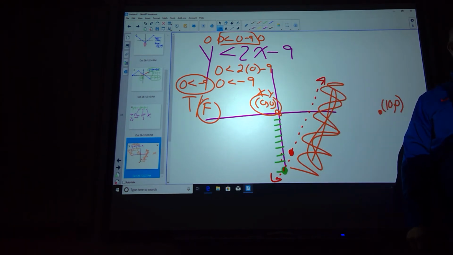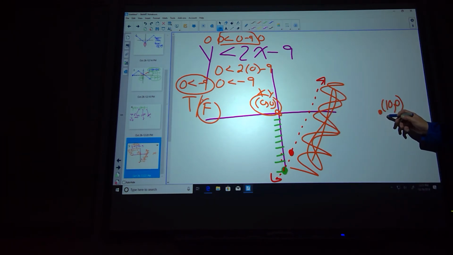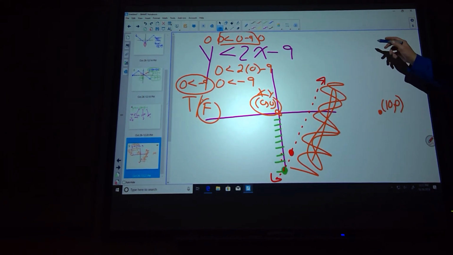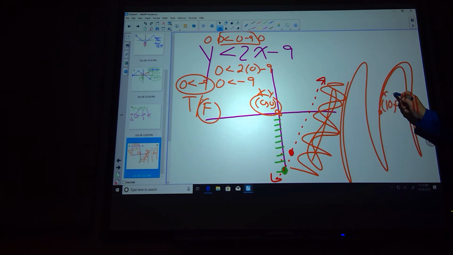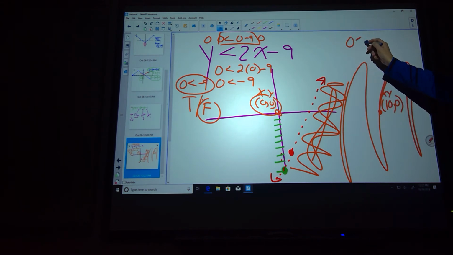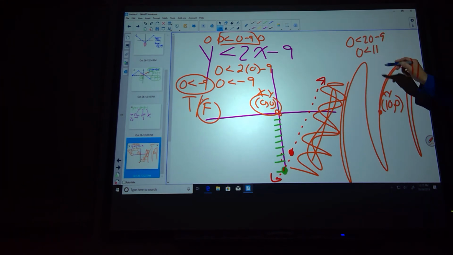But if I pick something over here, like 10 comma 0, it would be over here, right? This is part of the shaded region, it's on the inside, not outside. So then I take that 10, 0 and plug it in. That's an X, that's a Y. So I get 0 is less than 2 times 10, which is 20, minus 9. 0 is less than 11. Is that true or false?